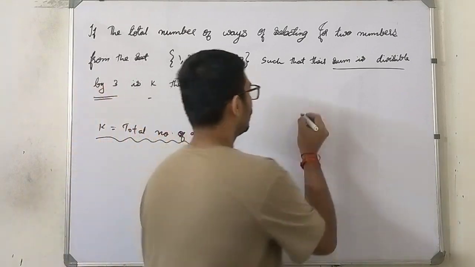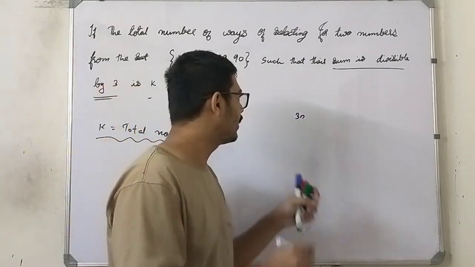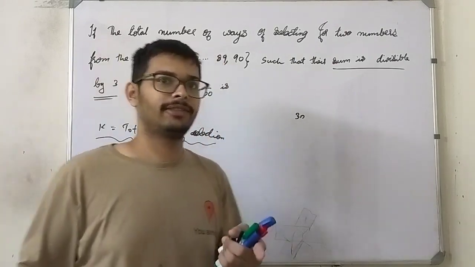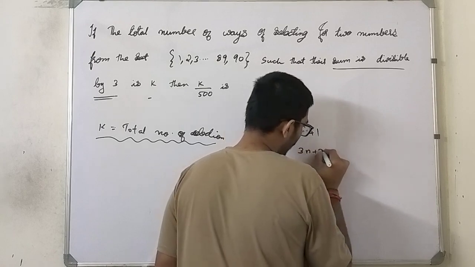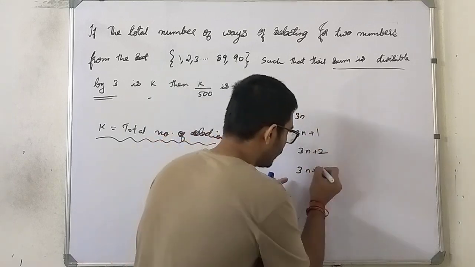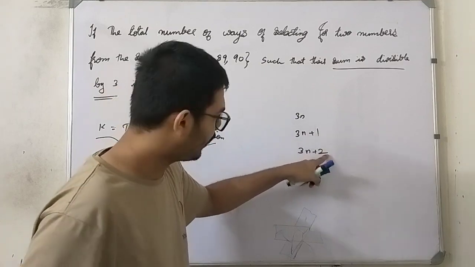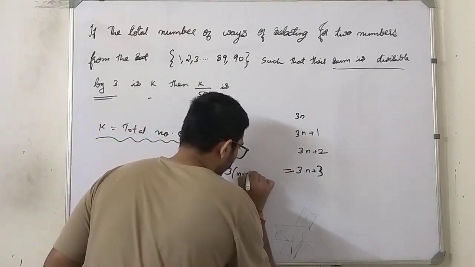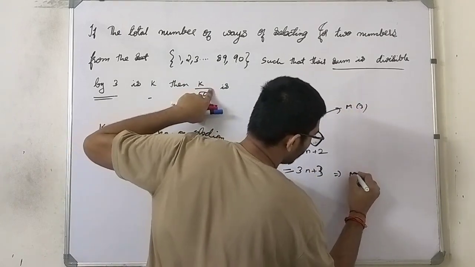Now see this. If I take a number 3n, a multiple of 3, what will be the next number? If it is a natural number, it will be increasing 1 by 1, which means the next number will be 3n plus 1, and the other number will be 3n plus 2. If we add 1, we will get the next digit. If we again add 1, we will get the next digit. This one is 3n plus 3, which is again a multiple of 3.